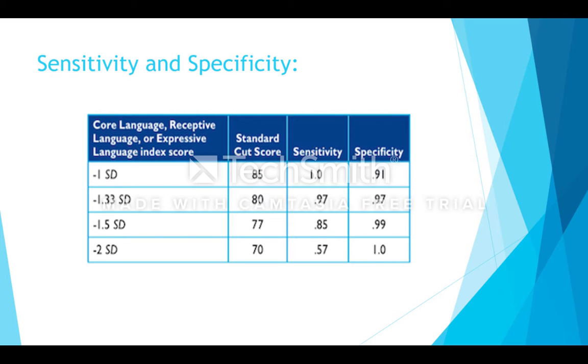And then with 2 standard deviations, the standard cut score being 70, the sensitivity was 57%, and the specificity was 100%. So, of course, that is not ideal for the sensitivity.